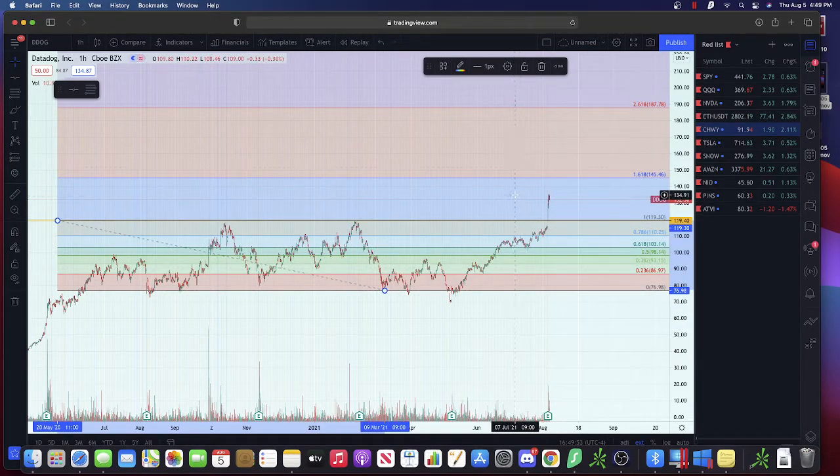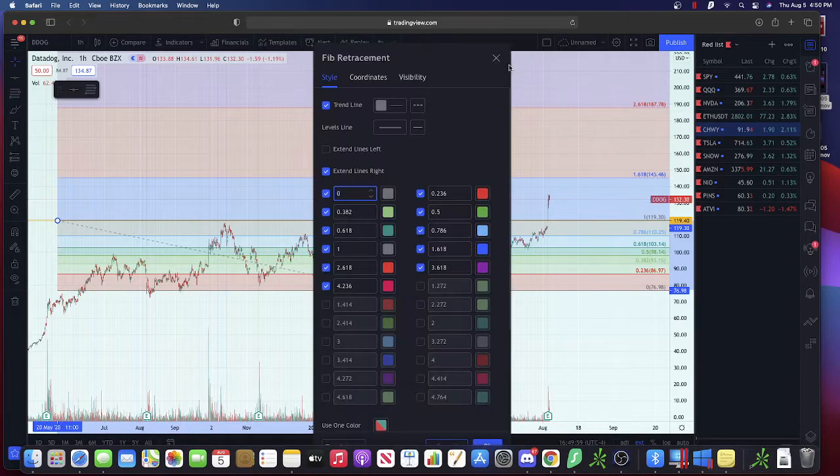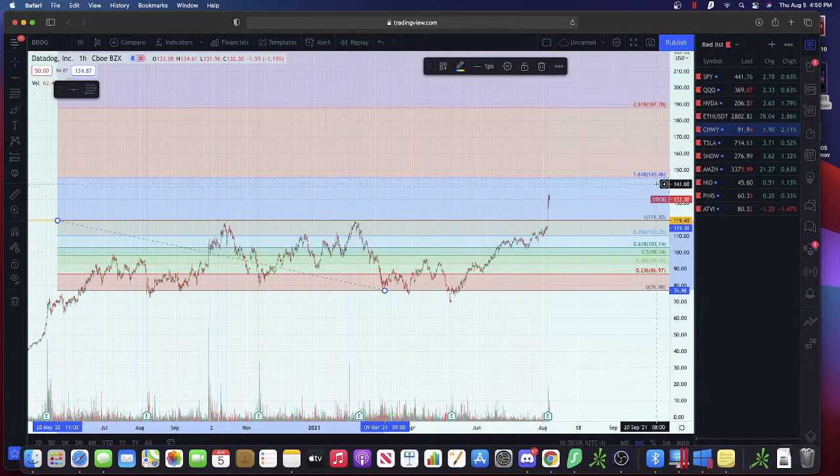Now, here's something I want to add before I cut off, because I know I'm getting long-winded on this. You can customize these levels by going to settings in this tool, and you can click and add and type in some more. So let's say that I wanted to zoom in on this price. I wanted to see the price differences between the 1 and the 1.618.